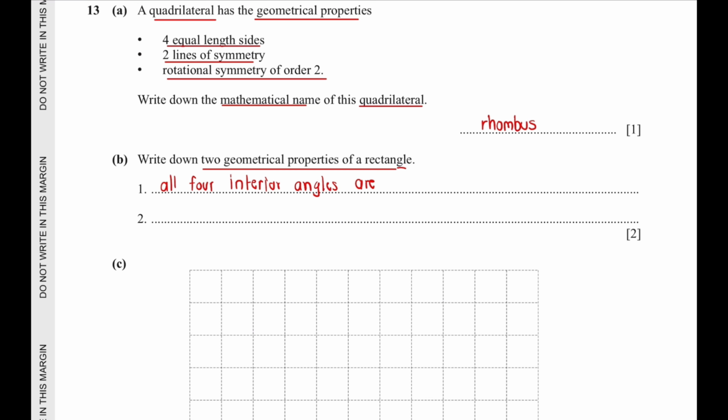Are 90 degrees. And second is its opposite sides are equal in length and parallel.